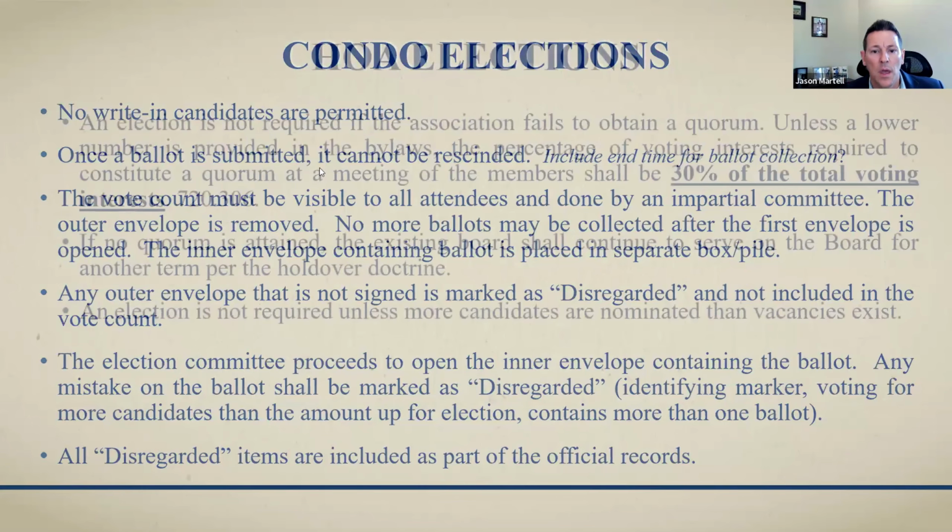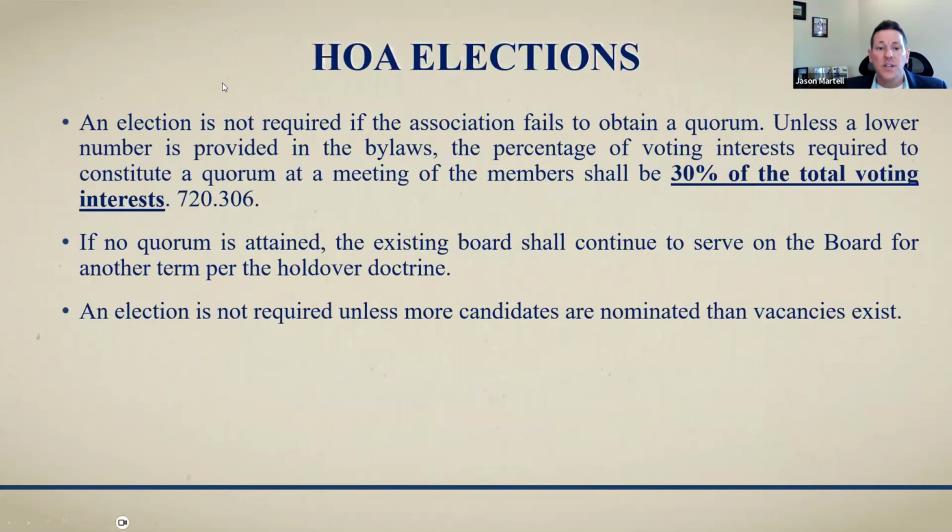As far as the HOAs are concerned, an election is not required if the association fails to obtain a quorum. In that particular instance, we would have the holdover doctrine, just like we mentioned 2 slides ago for the condominiums. But just know that unless a lower number is provided in the bylaws, the percentage of the voting interest that is going to constitute a quorum will be 30% of the total voting interest. So that is your ceiling for HOAs, okay?